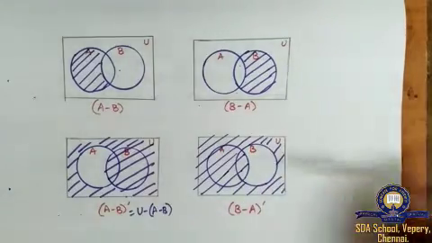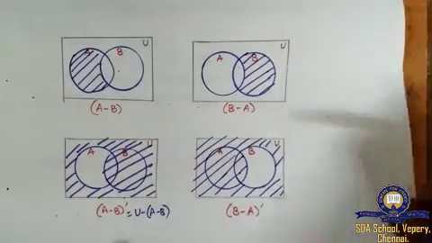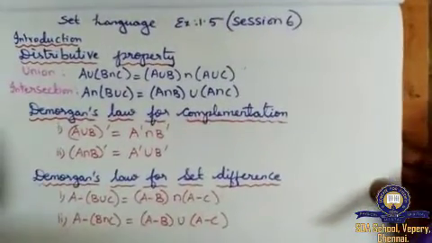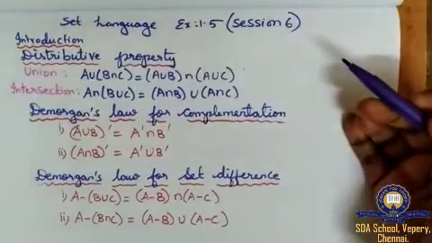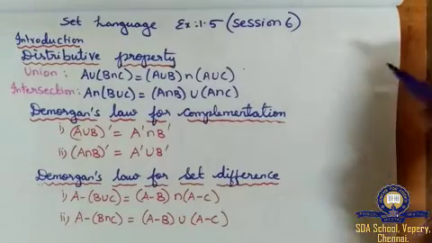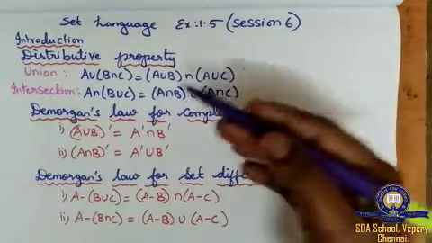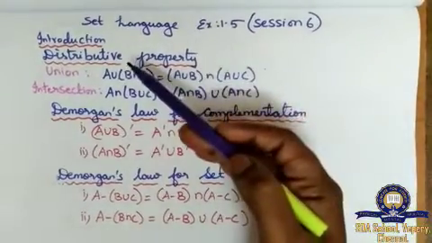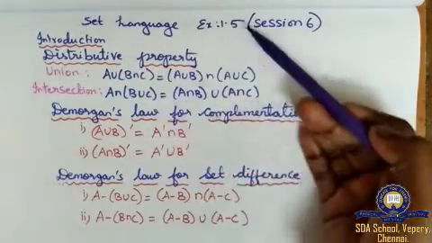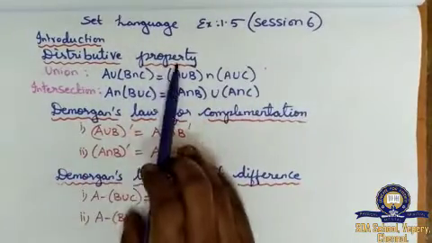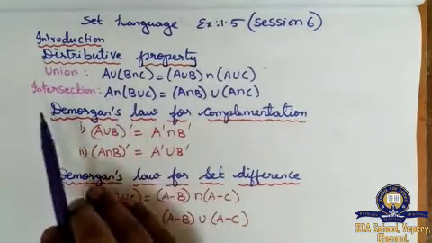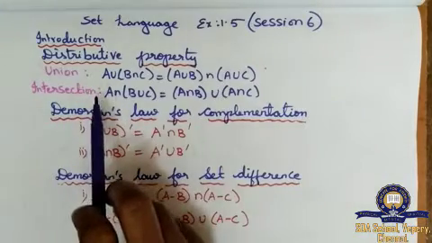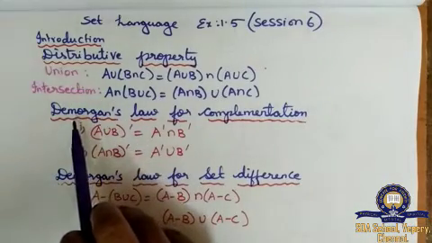Yes, I hope you all understood by doing it like this. Next, now we'll move on to exercise 1.5, session 6, set language. We have done all the Venn diagrams with two circles. With these properties, we are going to see three sets of circles. In the introduction part of exercise 1.5, I have written the distributive property. In the distributive property, like the associative and commutative properties, you have union and intersection.